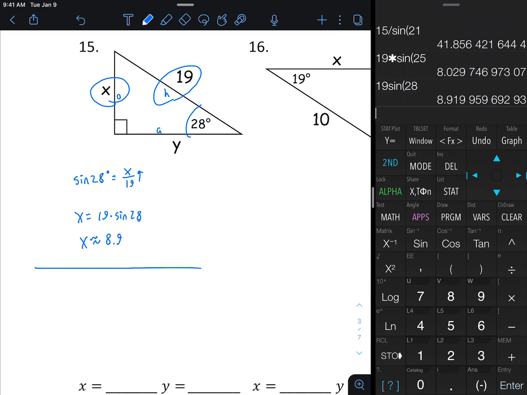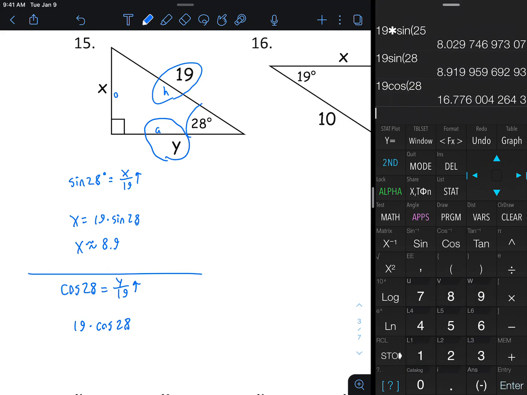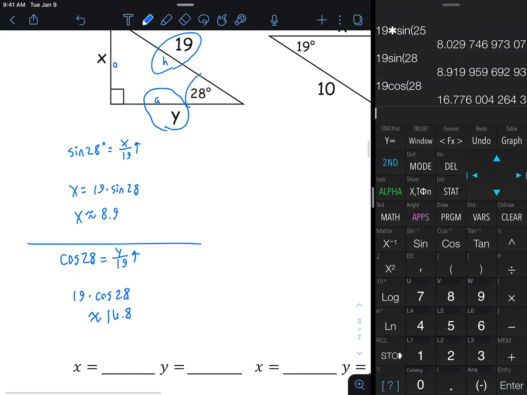Okay, next part of the problem here, we're going to still use the 19, but now we need to find y, which is the adjacent side. That means we need to use the cosine function, cosine of 28 equals y over 19. Y is in the numerator. When you cross multiply and divide, you'll get 19 times cosine of 28. 19 cosine 28 degrees, that's roughly 16.8 after you round.